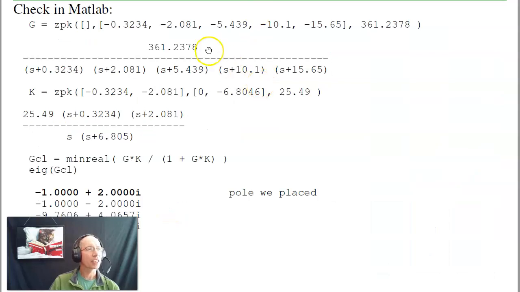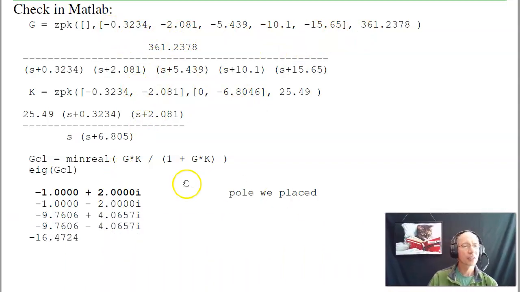And I can check. In Matlab, here's G of s. Here's K of s. Close the feedback loop, G times K over 1 plus G times K, and take the minimum realization, because Matlab's got a bug with it. What you wind up with is a pole where I put it. And you better be there, because that's how I designed my compensator. Plus 4 other poles. This is a 5th order system. I've got to have 5 poles somewhere. So I've got the complex conjugate and 3 other poles.